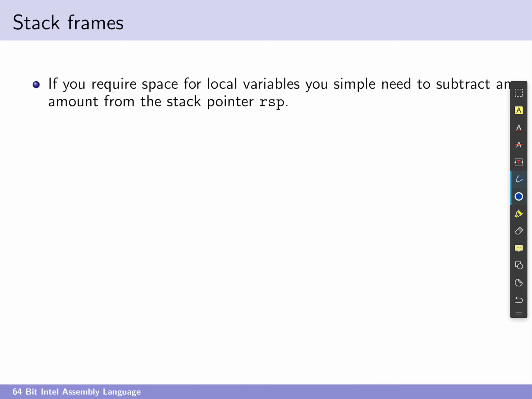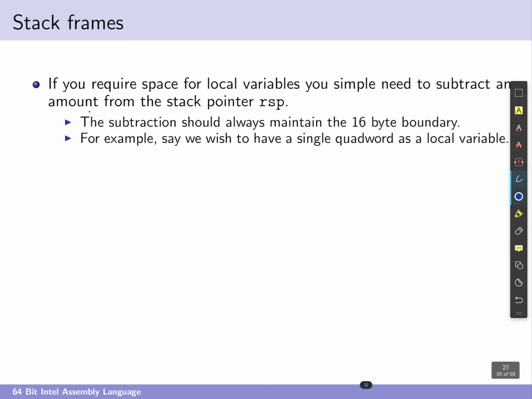Now, the next thing we need to answer is, what do we do if I need local variable space? I've discussed being able to access the local variable space, but how do I actually access it? Well, we already know how to do this in essence because we were able to manipulate the stack in a function oblivious fashion where we were just working with the stack directly. But now we can actually do this at the function level. So if we require space for local variables, all we have to do is subtract an amount from our stack pointer. Now, the subtraction, once again, must always maintain a 16-byte boundary so that we stay compliant to the ABI.